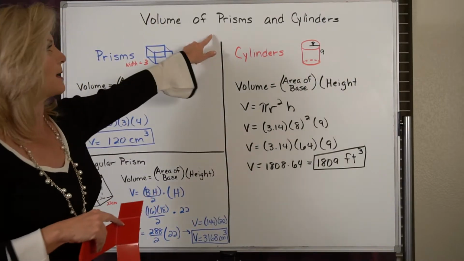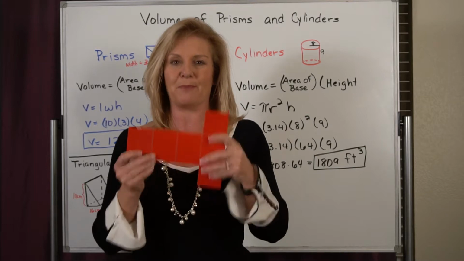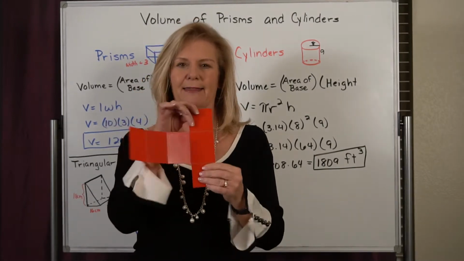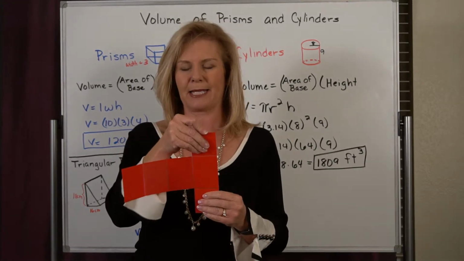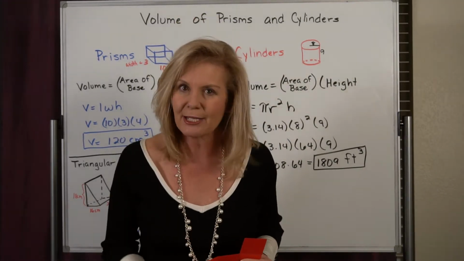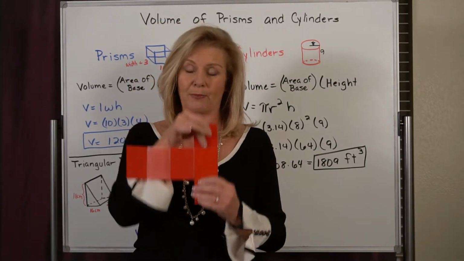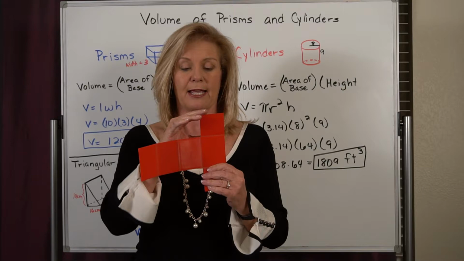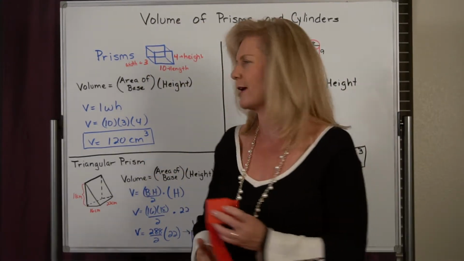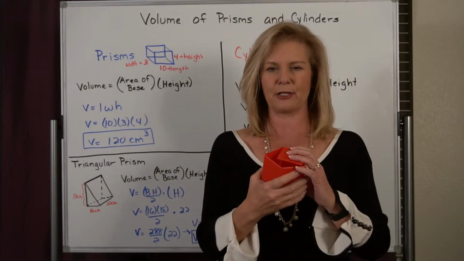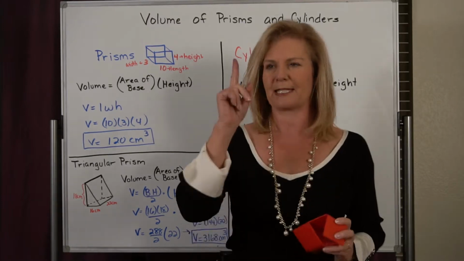Now we're going to focus on prisms and cylinders today, and we know that prisms can have different bases. So some prisms like this, which are called rectangular prisms, will have square or rectangle bases. But we also could have triangular prisms. So if we had a triangular prism, that means that our base is a triangle times our height. So when we take a look at these, it's the base that's really important for us. So let's just start with a rectangular prism. Remember, volume is always area of the base times the height.